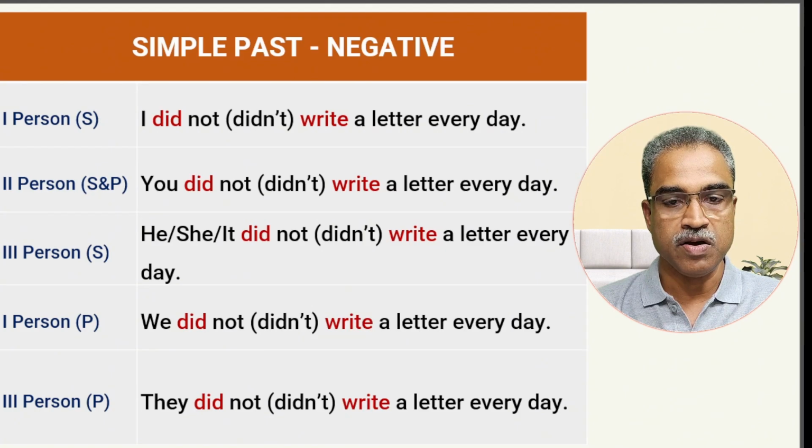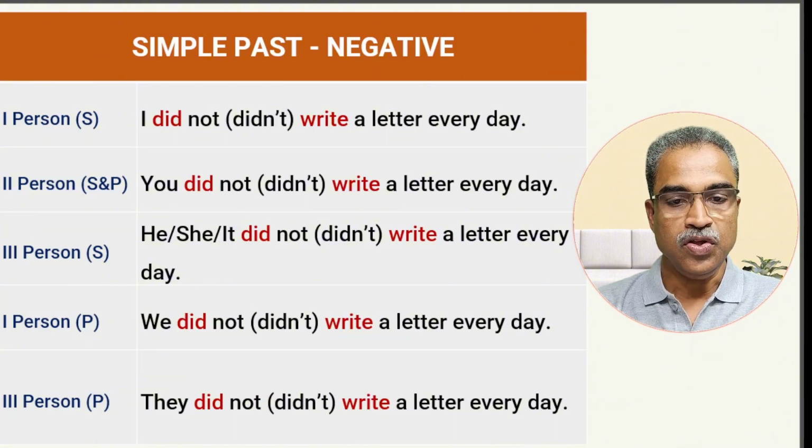Just like here, I did not write a letter. Why do we use the present form in the simple past, that is write instead of wrote? The reason is that the auxiliary verb we changed from present form to V2, past form, did. I hope you understood this. And then did plus not, the contracted form is didn't. So you can say it this way, I did not write a letter, or else I didn't write a letter.